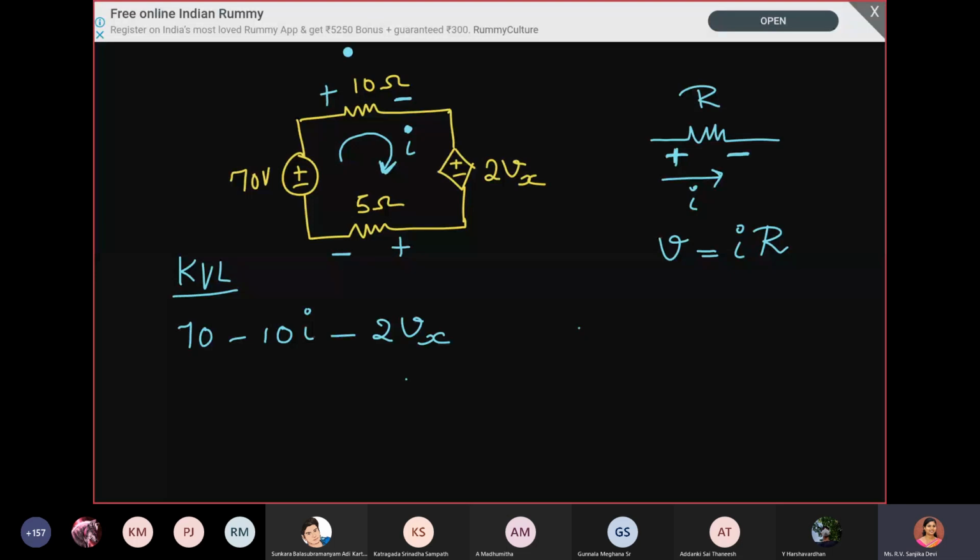Now coming to the third element, we are coming out of the negative terminal, so it is minus 2Vx. And for the fourth element, you can see that when the current is passing through this 5 ohm, the point where it is entering has to be positive, and the point where it is coming out has to be negative. Since we are coming out of the negative terminal, it has to be minus 5i. So that should be equal to 0. Minus 5i should be equal to 0. So this is the first equation.